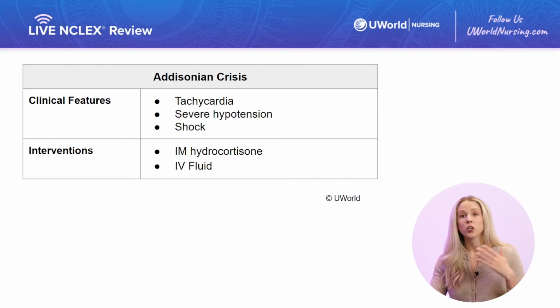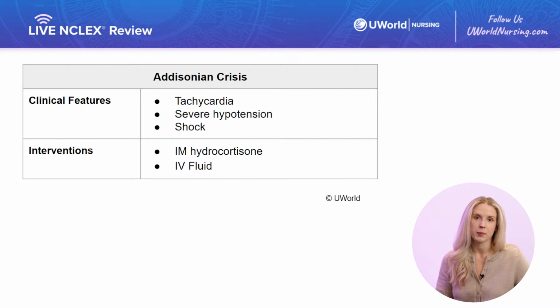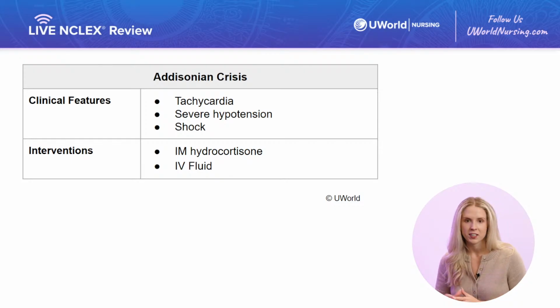Clients will also need to increase their fluid intake due to the decreased aldosterone that we talked about earlier, which may make them crave salt. It has a lot to do with the body's water and sodium regulation. All right, great job, you guys.